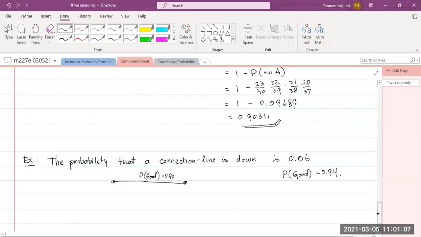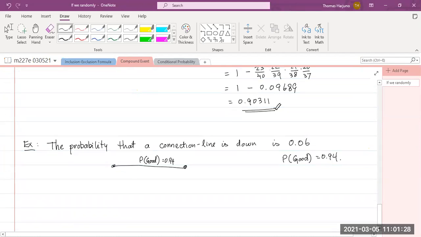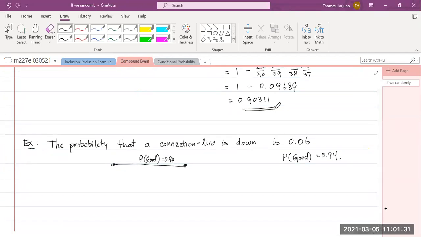The probability that this one line is not connected for whatever reason, let's say the weather or the electricity or the flood, or it's down because of lightning, is 0.06. Now, even though 0.06 may seem to be a small number, it also means that out of 100 instances, 6 of them are bad.